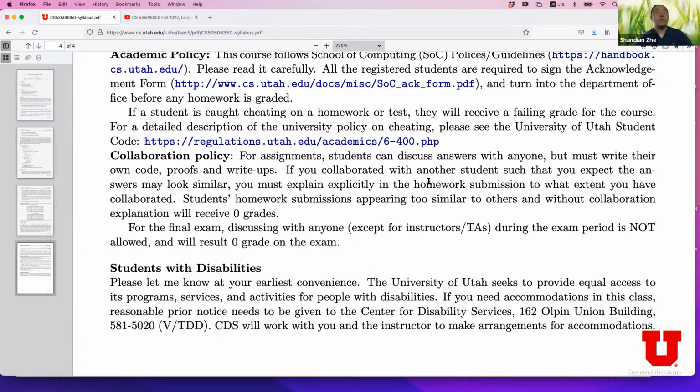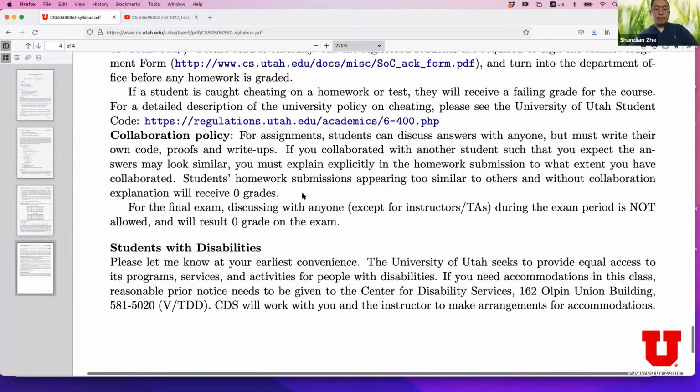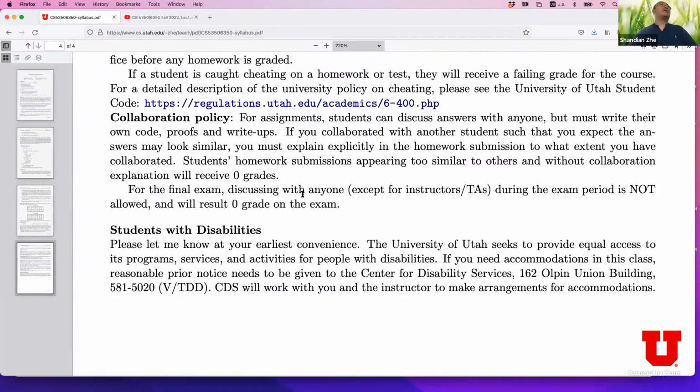But if you request regrading, please do send me an email first and highlight the reason you want the regrade, and then I will forward your request to the TA. This is just to be formal and to be fair. Okay, any questions so far?